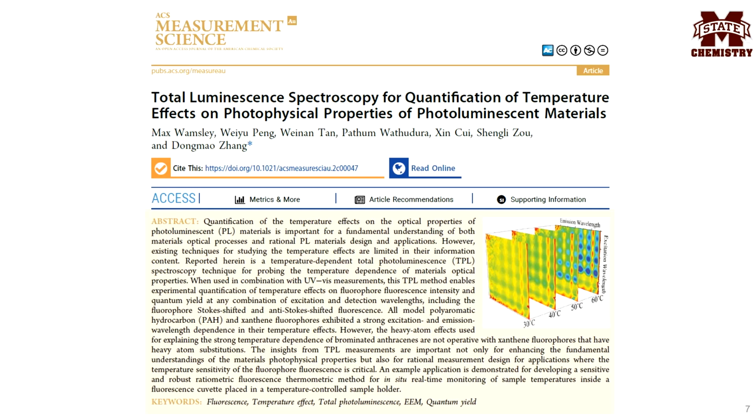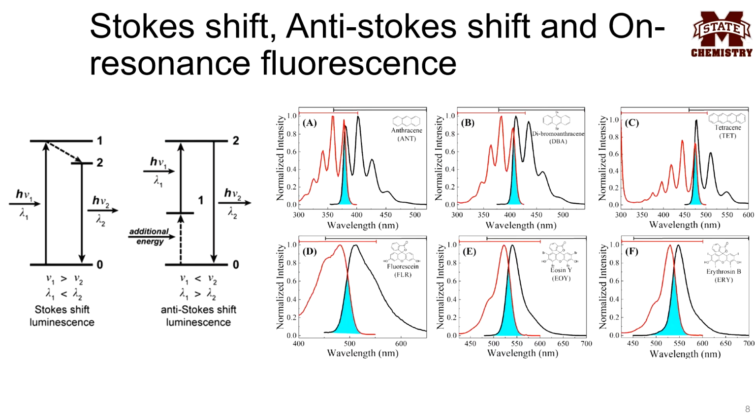including the regions where the emission wavelength is lower than, equal to, or longer than the excitation wavelengths. As such, the total photoluminescence enables simultaneous acquisition of the sample anti-Stokes shifted fluorescence, Stokes shifted fluorescence, and on-resonance fluorescence. On-resonance fluorescence can be observed when the emission wavelength is identical to the excitation wavelength.